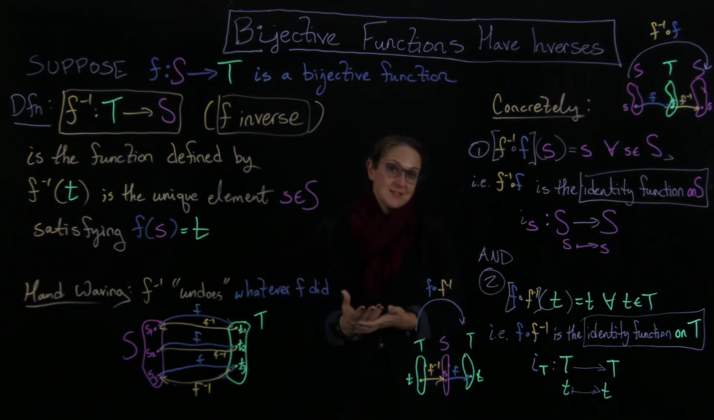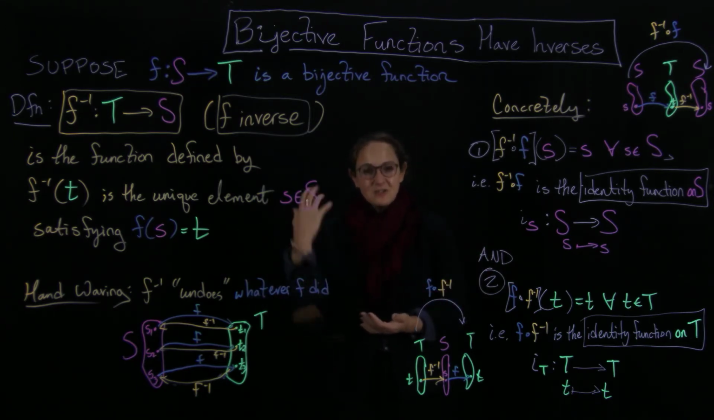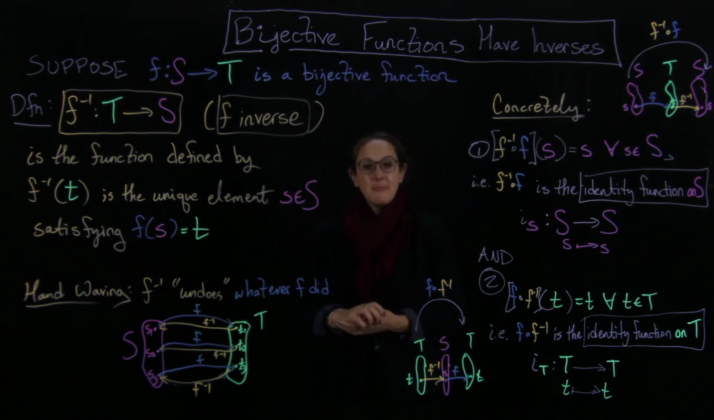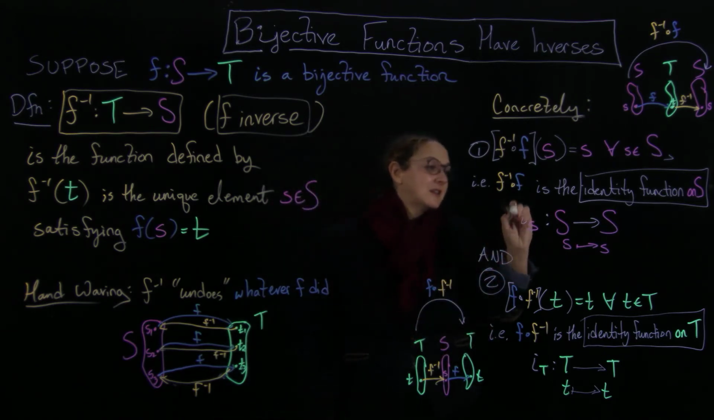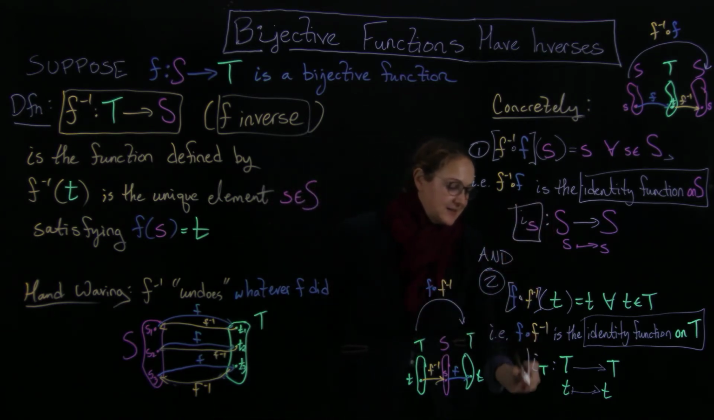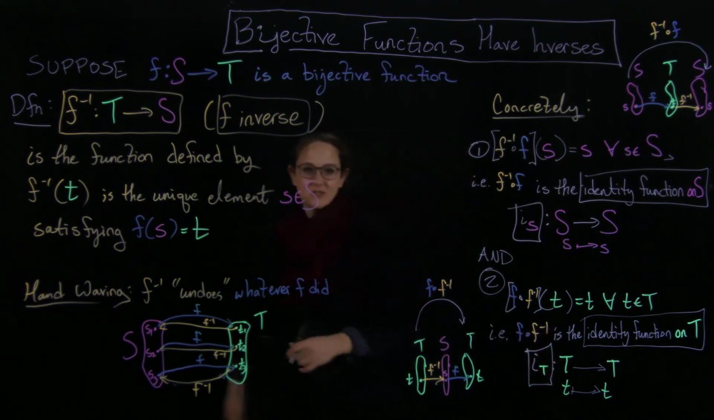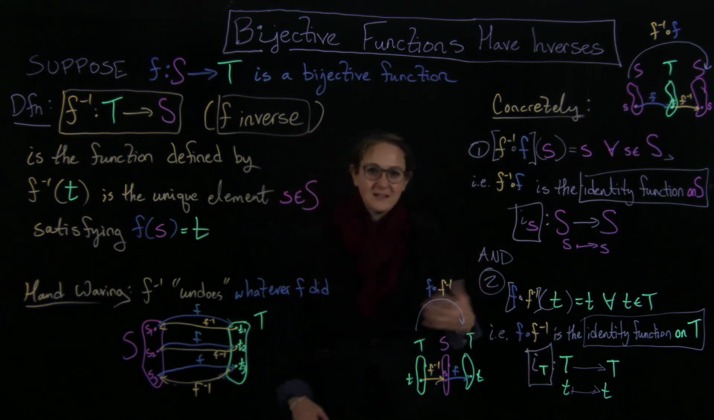We only know they exist for bijective functions, and they undo whatever our original function did. But the other, hidden in here, new terminology is what we mean by identity functions. Our identity functions are just functions that take everything back to themselves.